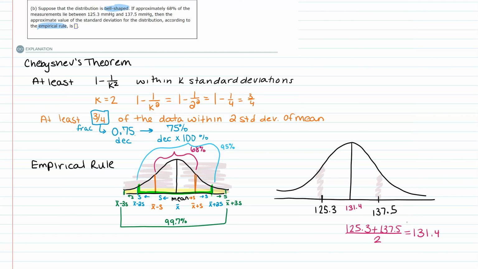So the second thing that was really important was the fact that it had 68%. So because it's 68%, we know that each one of these bars is going to be 1 standard deviation away. So if I plus a standard deviation from the center, I get 137.5, and if I minus a standard deviation from the center, I should get 125.3.